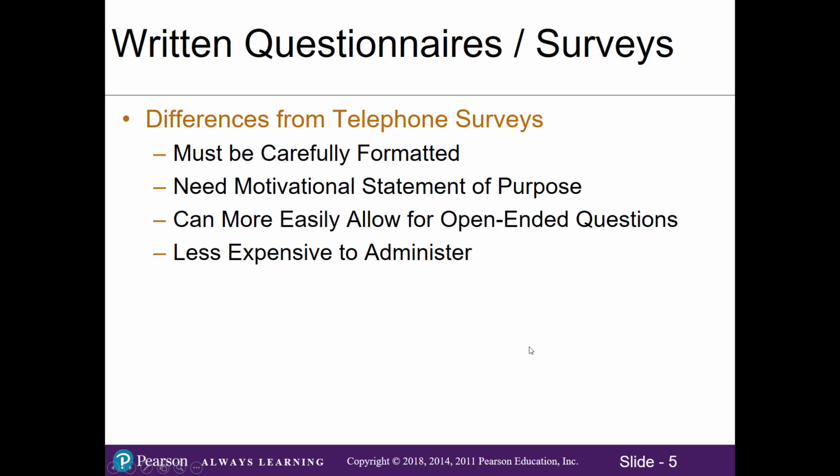Now, some of the differences between telephone surveys and written questionnaires or surveys is that formatting matters. You need to have some kind of purpose statement up front, because whereas on the phone you can explain why you're doing the survey, a written questionnaire has to have all the information up front, and it has to be compelling enough to make people want to answer the survey. The nice thing is it can allow for more open-ended questions, and we'll talk about what that entails. Another difference is that it is less expensive. Think about when you receive an electronic or even mailed survey, that's much cheaper than hiring a staff of people and conducting telephone surveys.